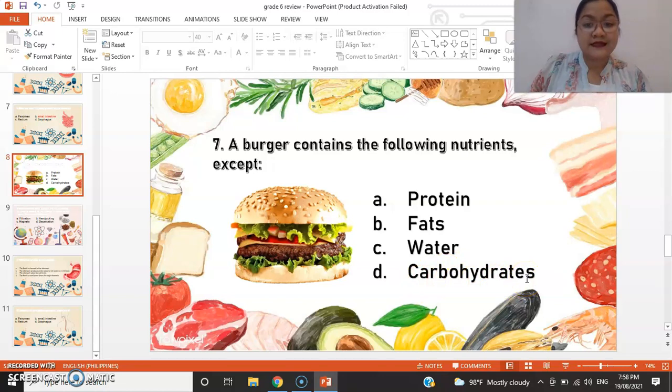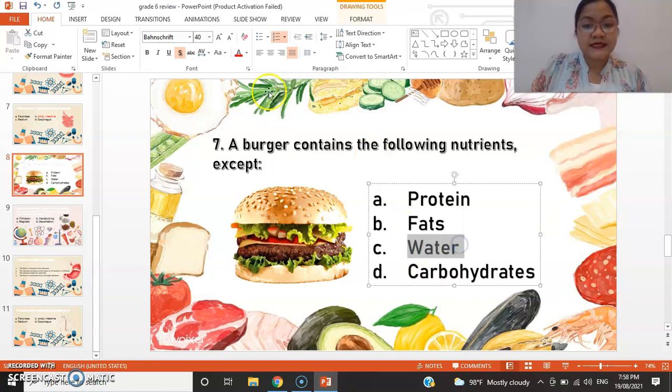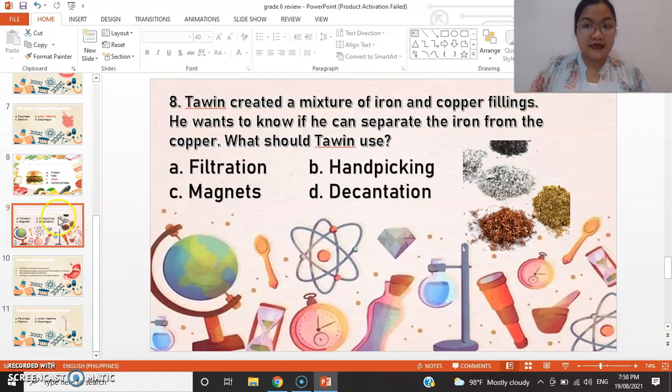Which of the following nutrients does the burger not have? A, protein. B, fats. C, water. D, carbohydrates. What is your answer? Very good. Letter C, it does not have water.